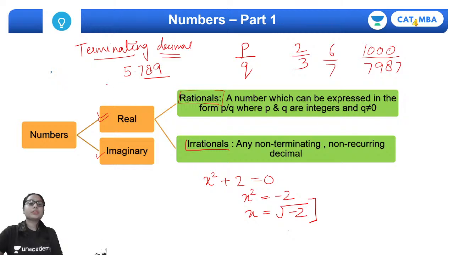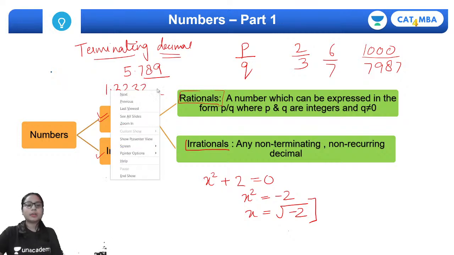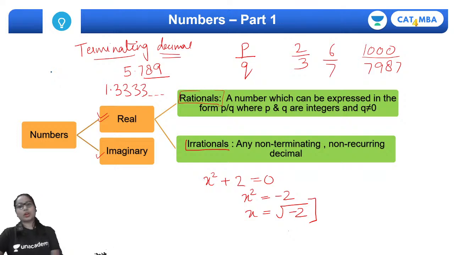Now what is a non-terminating decimal? Suppose there is a decimal like 1.333 and so on. The numbers after the decimal point are not terminating. There is not a fixed number of digits after the decimal point. So this is a non-terminating decimal, and such numbers come under the category of non-terminating decimals.